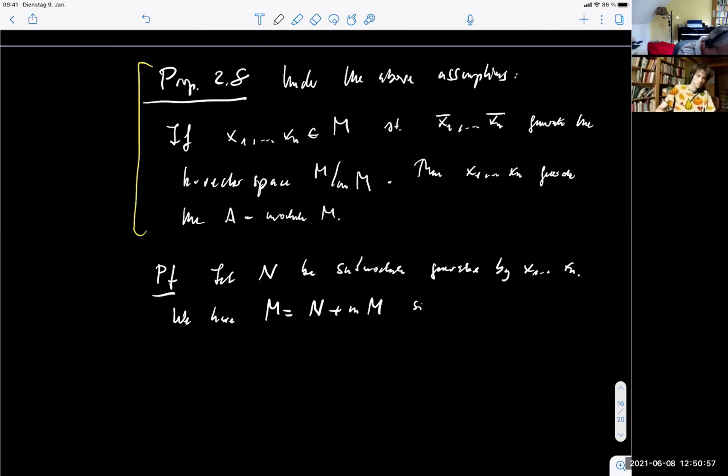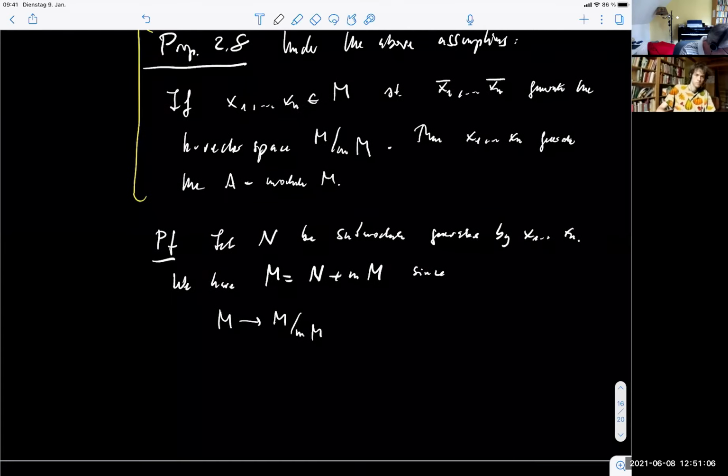Maybe I give a line of argument. So what do I have? I have here my canonical projection, and I compose it with the inclusion. So what happens? Xi goes to Xi bar. And so this is surjective. Do you see?